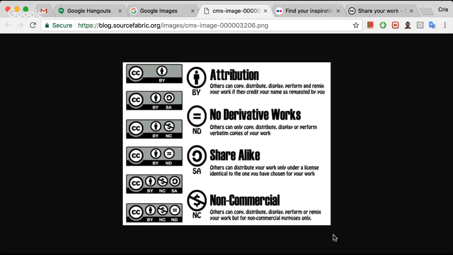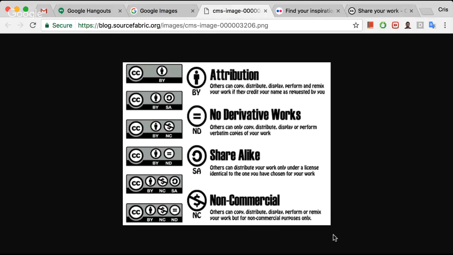The second symbol, it looks like an equal sign, and this is for no derivative works, meaning you can use a work, but you can't change it in any way. I typically steer students away from this label because if they were going to take an image and put it on a slideshow, but then put text over top of it, they're technically changing what that image is. So I try to stay away from this label, but it's not one of the more common ones anyway.